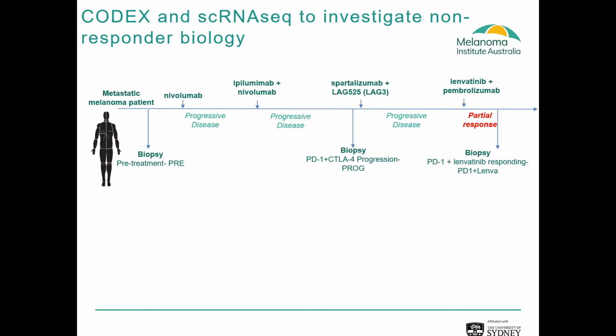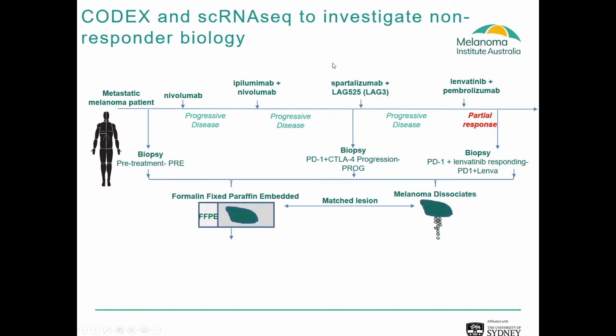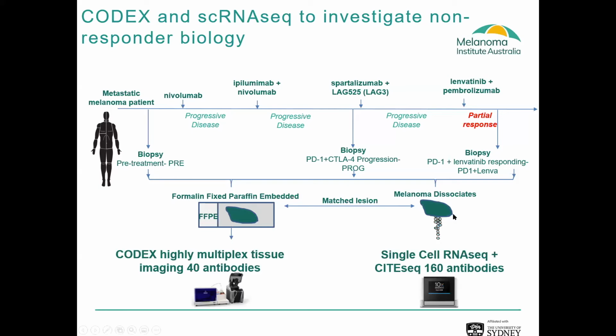So this really interesting patient gave us the opportunity to study the evolution of the tumor microenvironment during treatment, try to understand resistance and how that resistance is reversed. We have a portion of the tissue that's put into formalin fixed tissue that we can section and run through the Codex system. And the matching lesion, we've also performed single cell melanoma dissociates, where we've got all of the single cells dissociated out into a solution, and we can perform single cell RNA-seq on the melanoma dissociates.